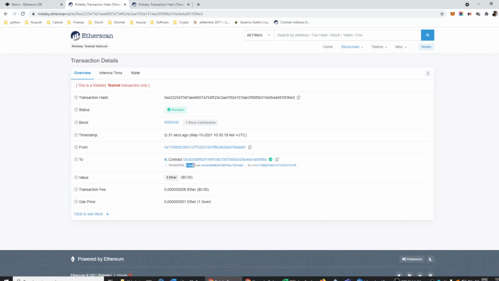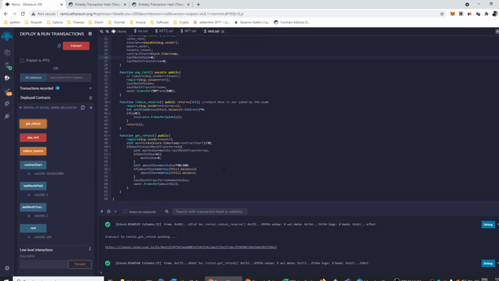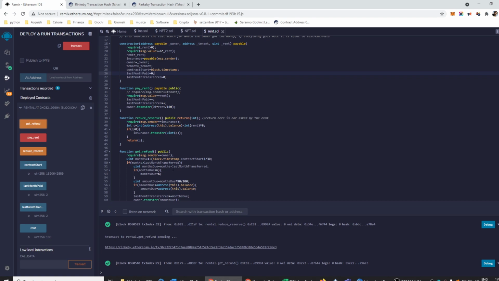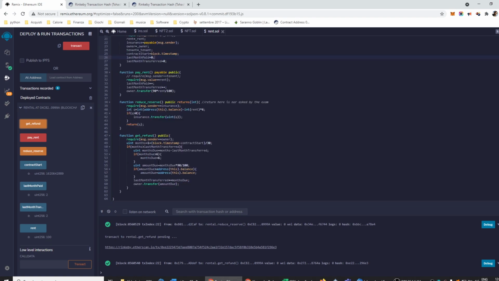No, 5 wei. Should be a mistake here. Only 5 wei. Is it possible? Let me check this one. Months larger than months. Block timestamp minus contract start divided by 30. It's a timestamp, so it's seconds. Months larger than last month transferred. Okay. Months due. It's equal to the difference. If the amount due is larger than 6, then it's 6. Amount due. It's amount due.